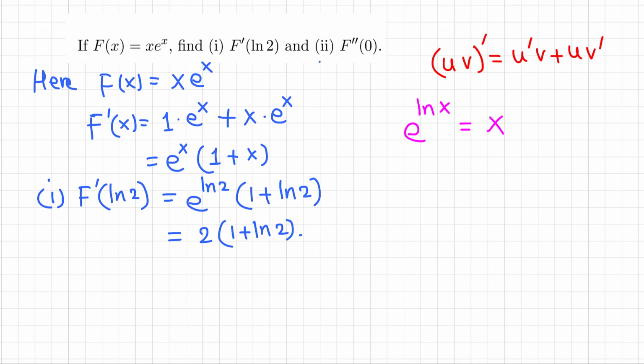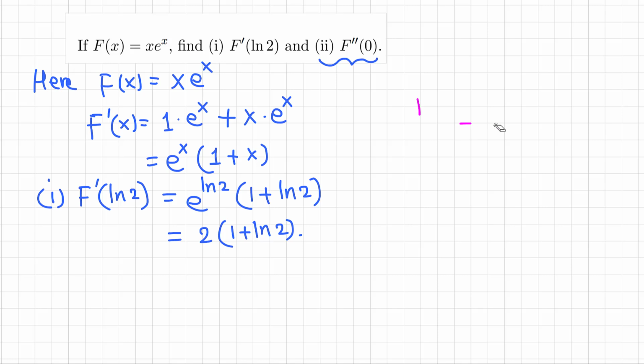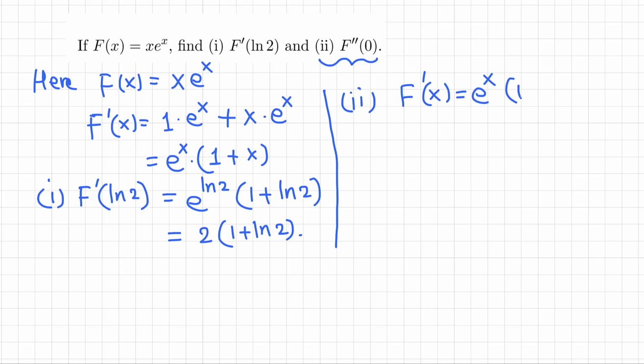Okay, so let's go for the second derivative at 0. Second derivative means the derivative of the first derivative. So the first derivative is here, let me rewrite it from here because we simplified. Okay, e to the x times 1 plus x.